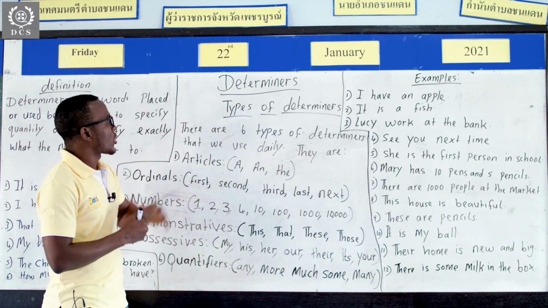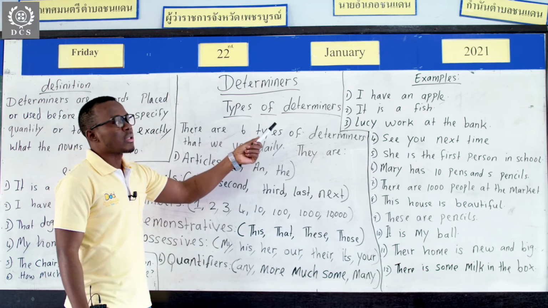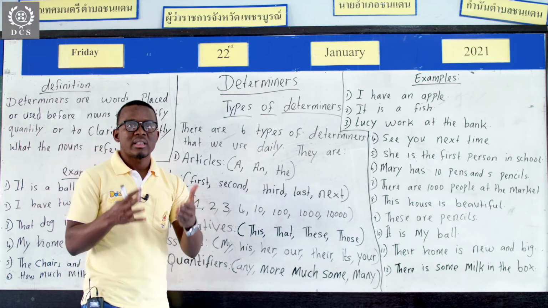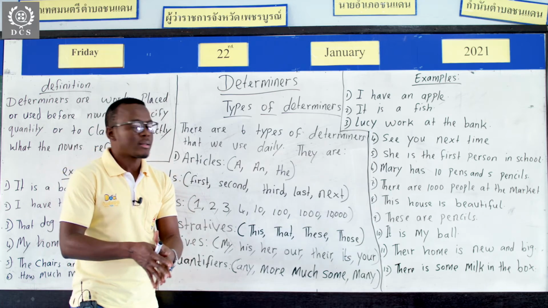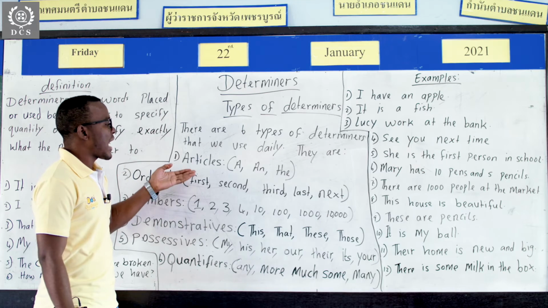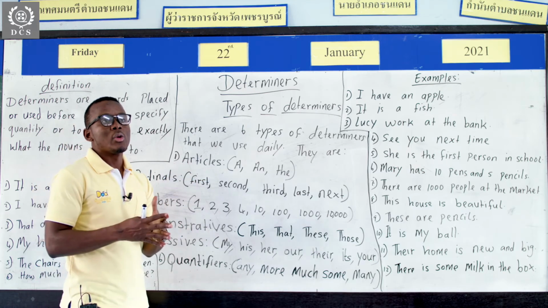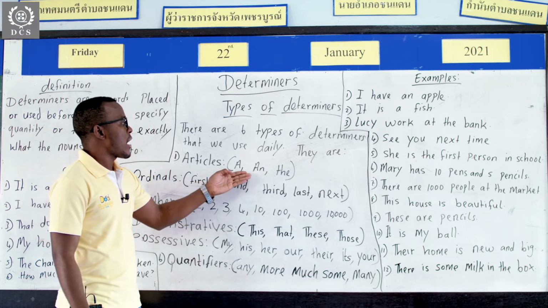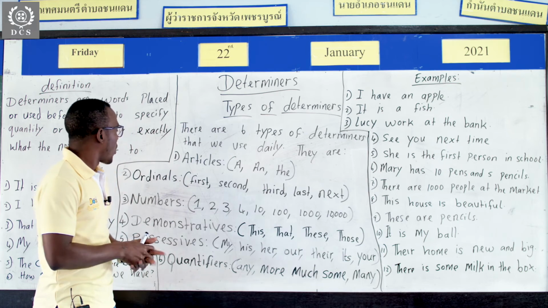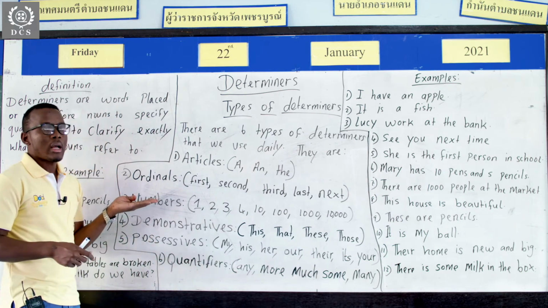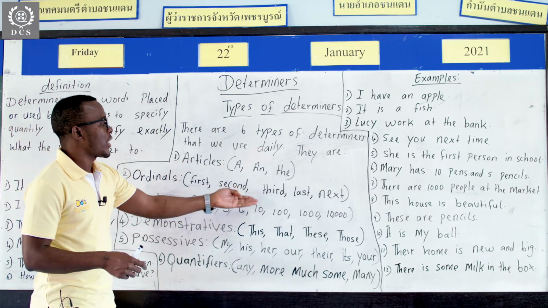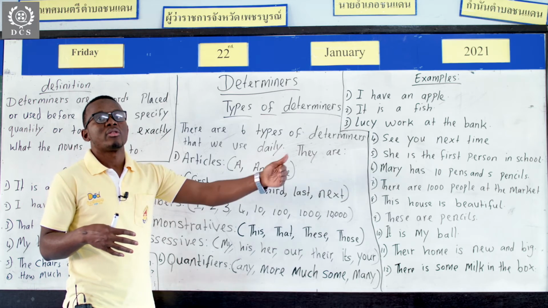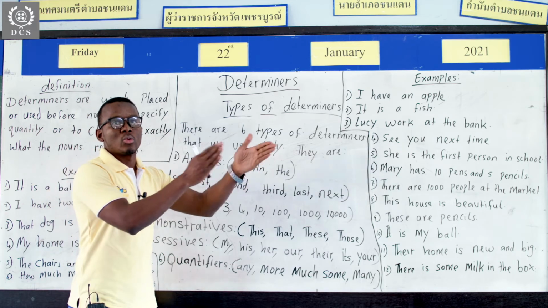So let's take it one more time. Types of determinants. There are 6 types or 6 categories of determinants. The first one is articles. These are used to determine nouns, right? So we have a, an, the. The second one is ordinals. Ordinals are first, second, third, last, next. They mainly show how things progress from one to the next.